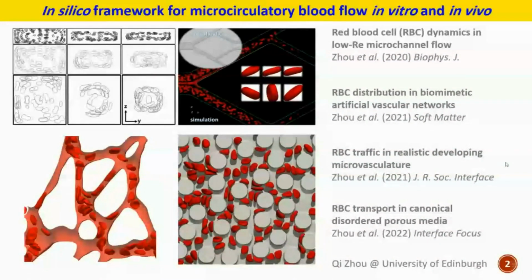Essentially, we have been looking at red blood cell dynamics in low Reynolds number microchannel flow, and also at red blood cell distribution in biomimetic artificial vascular networks. We then proceeded with realistic animal model vasculature from the mouse retina, for example, to look at the mechanical transduction process between the red blood cell traffic and the development of the vasculature. And recently, we have been looking at canonical disordered porous media, in preparation for the talk I'm going to give today, which is the simulation of human placenta tissue.